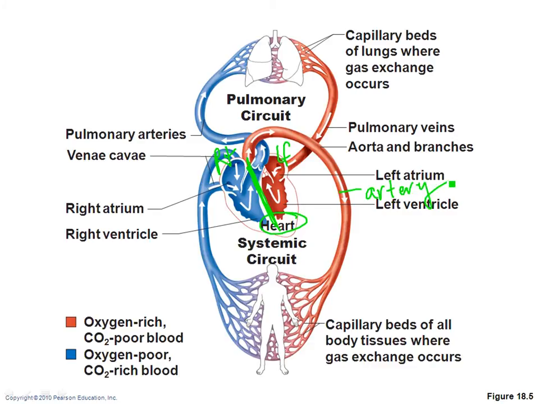Artery. If we're taking blood, and you can see the arrows, it's taking blood away from the heart. If we're taking blood back to the heart, what are we called? We're called a vein. Any site of exchange is a capillary.